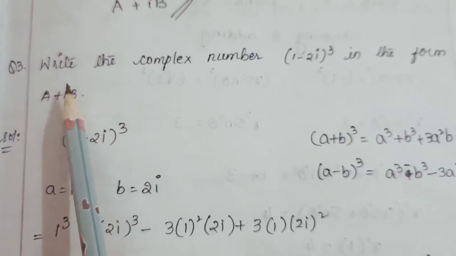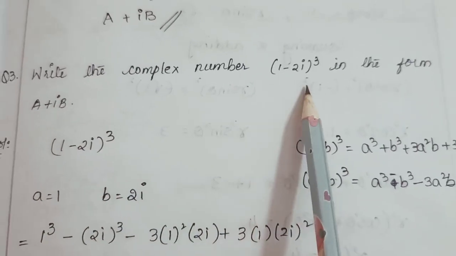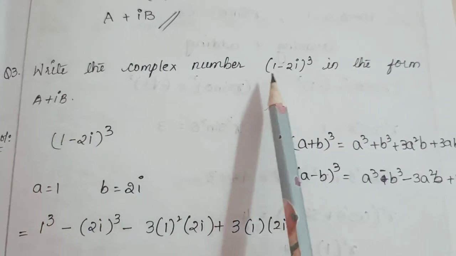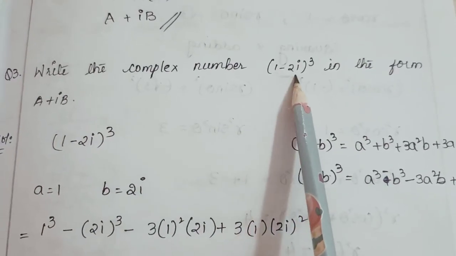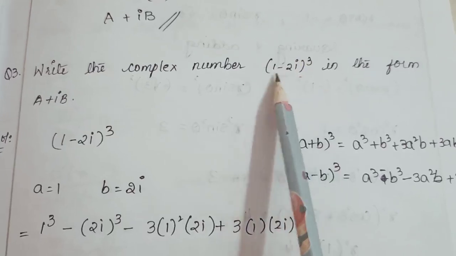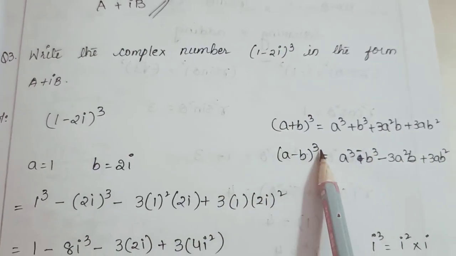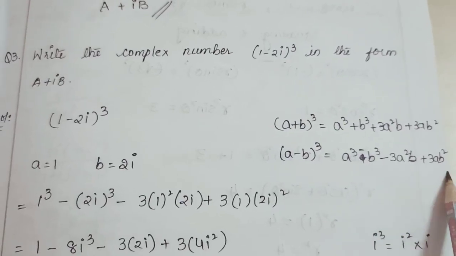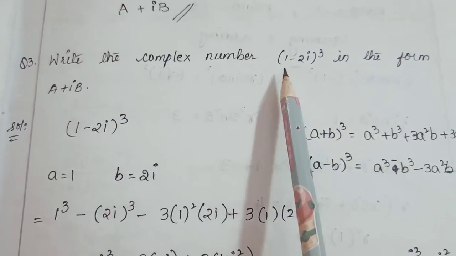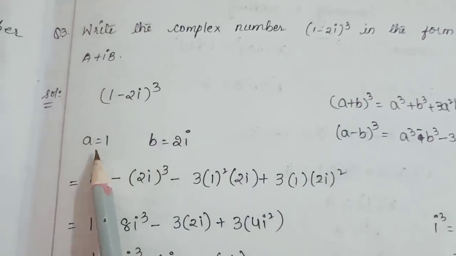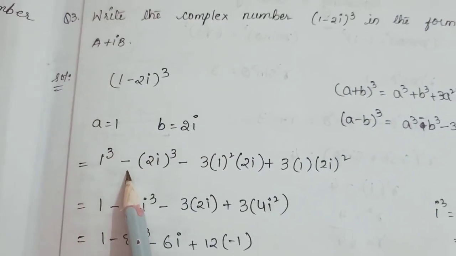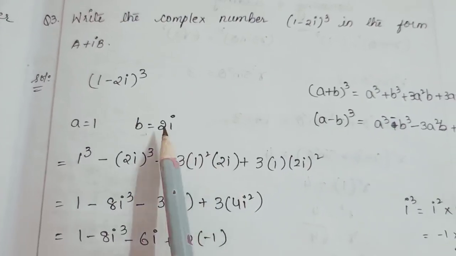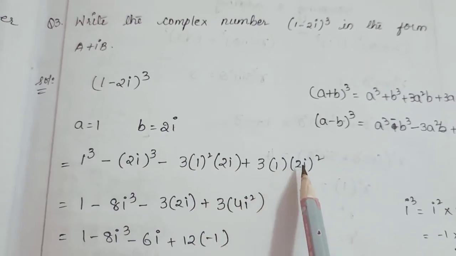Question number 3. Write the complex number (1 minus 2i) whole cube in the form of a plus ib. Same as above, but here it is in the form of (a minus b) whole cube. Here we have to apply the (a minus b) whole cube formula, that is a cube minus b cube minus 3a square b plus 3ab square. a is 1 and b is 2i.